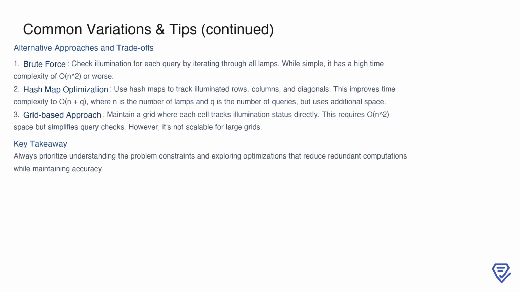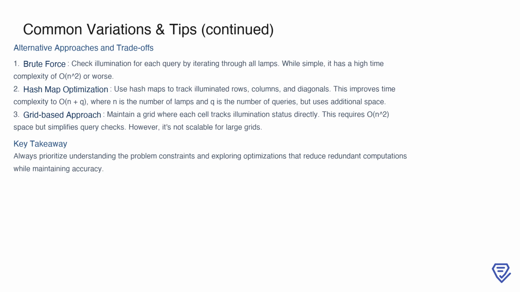When considering alternative approaches, the brute force method is the simplest place to start. In this approach, you check the illumination for each query by iterating through all lamps. While it's straightforward, its high time complexity of O(N squared) or worse makes it unsuitable for large grids. A more efficient alternative is to use hash maps to track the illumination of rows, columns, and diagonals. This optimization reduces the time complexity to O(N + Q), where N is the number of lamps and Q is the number of queries. However, it does require additional space.